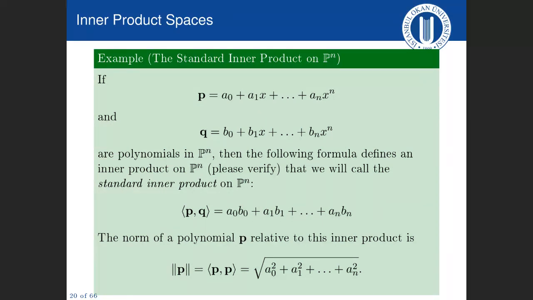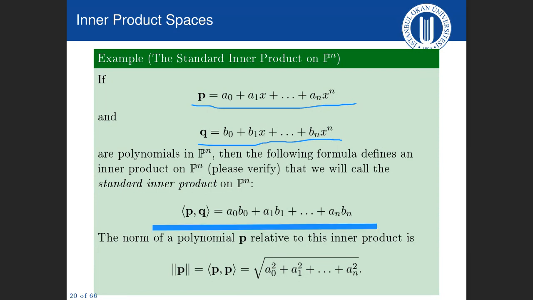So let's suppose we have 2 polynomials in Pn, we call these P and Q, and then we're going to define a function, which is also actually an inner product, but I leave that for you to prove, using this formula. A0 B0 plus A1 B1 plus etc. So it's basically dot products again. I leave it for you to prove that this is an inner product on Pn.